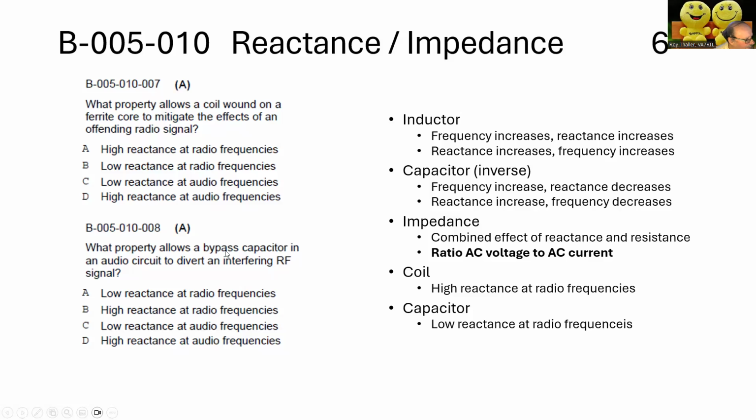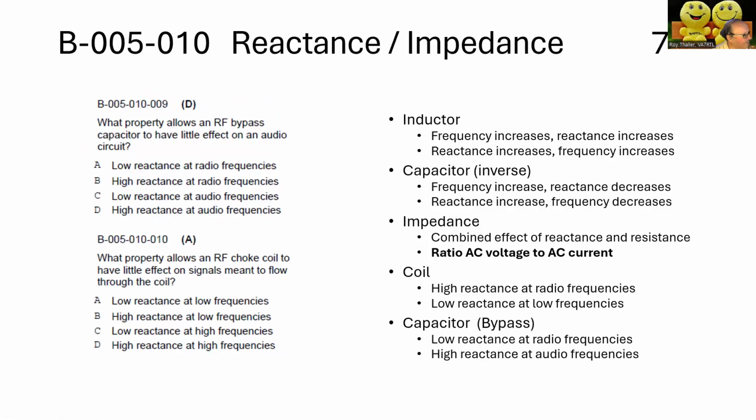What property allows a bypass capacitor in an audio circuit to divert an interfering RF signal? So again, remember, it's low reactance at radio frequencies. So A is the correct answer. What property allows an RF bypass capacitor to have little effect on an audio circuit? So here you have high reactance at audio frequencies.